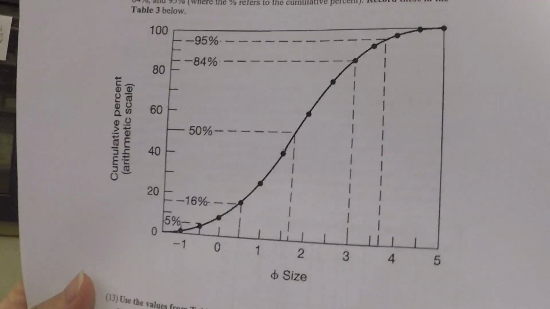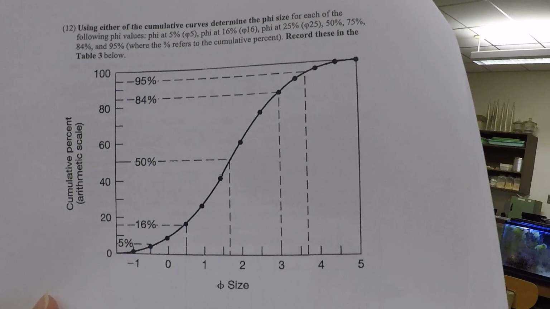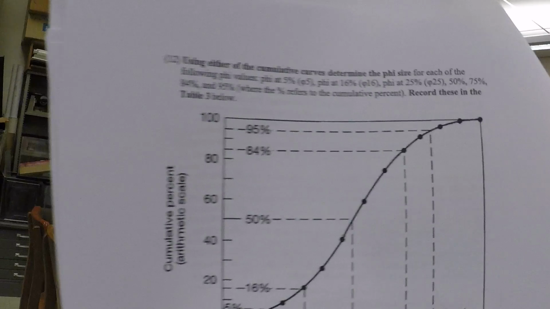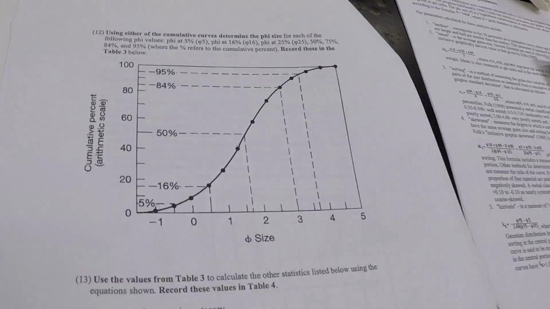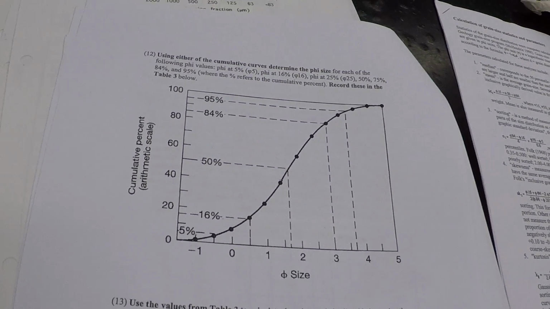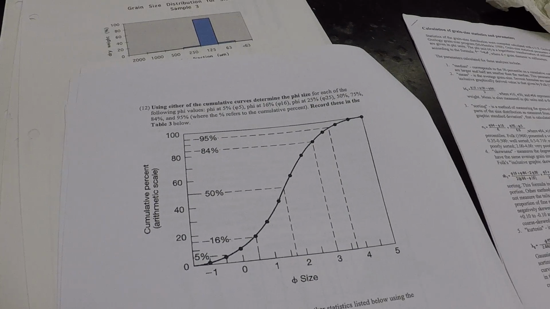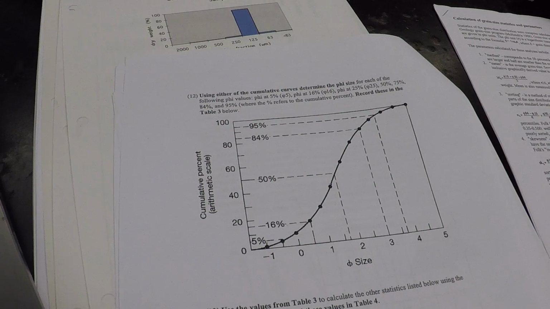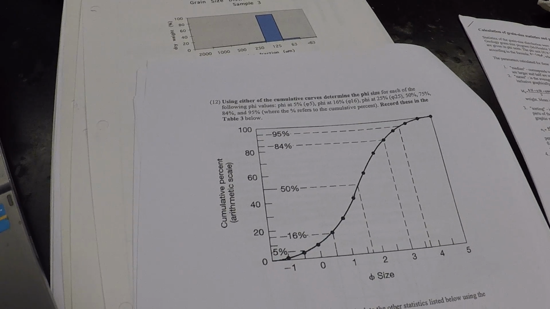Also, if you look at this, we've got the cumulative percent and the phi size graph. That graph in this sand grain analysis handout is also showing you the type of graph that you need to make, and the information that you're going to gather from it, because we're going to need to make these graphs and then get information from that graph to calculate or determine our median and mean grain sizes, and our sorting.